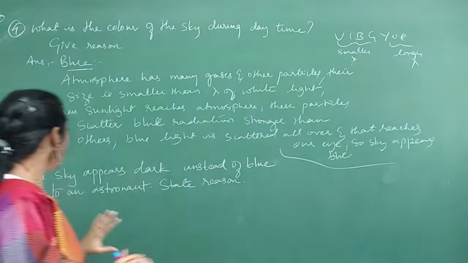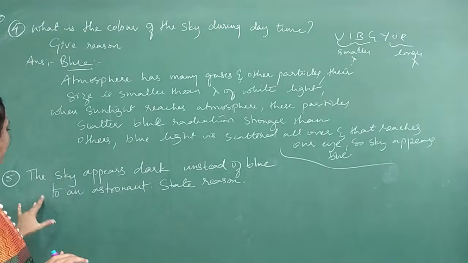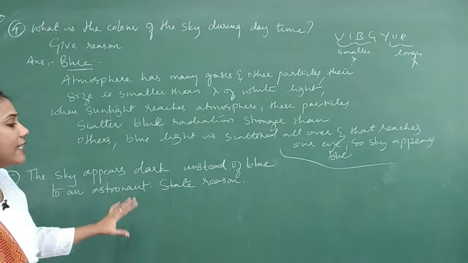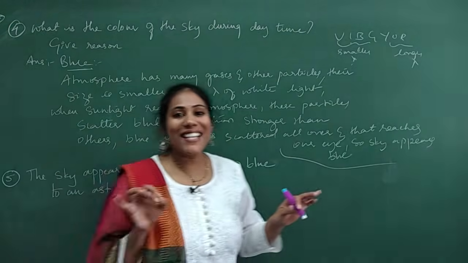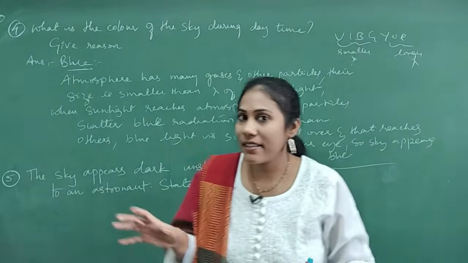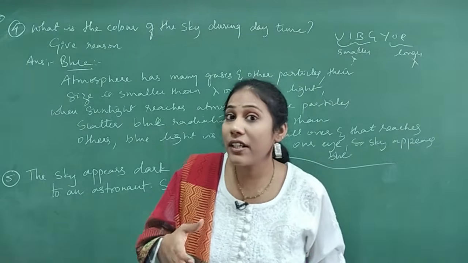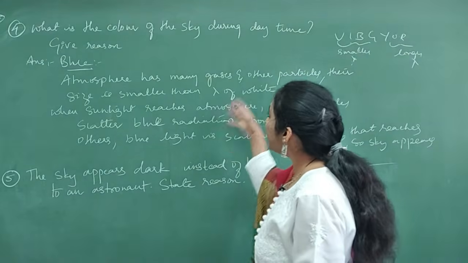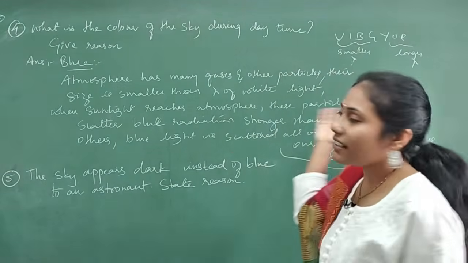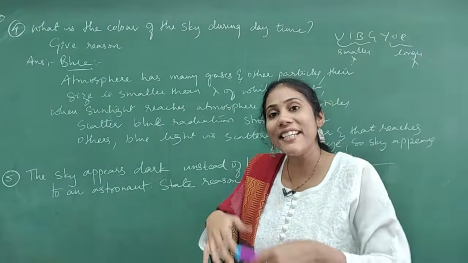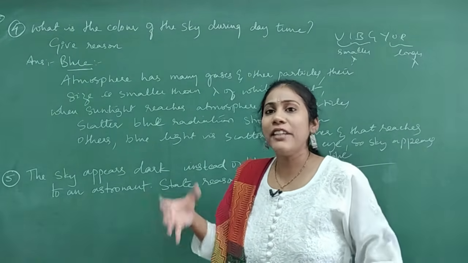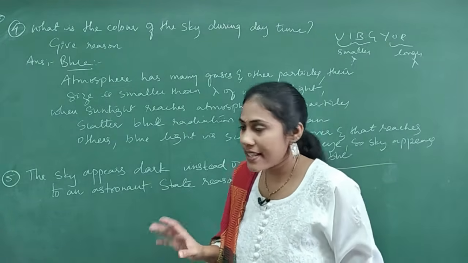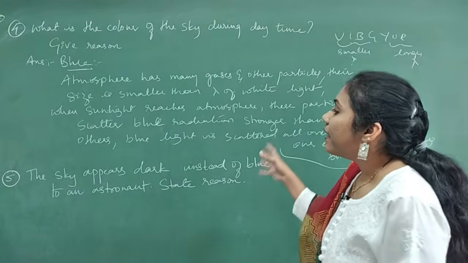Fine. And now you see the next question. The sky appears dark instead of blue to an astronaut. State reason. So where do these astronauts stay? They stay in space, isn't it? Out of the Earth's atmosphere, right? And when there is no atmosphere, how can particles or gases scatter the sunlight? When there is no scattering, the sky would appear dark only. It will not appear in a particular color, isn't it?